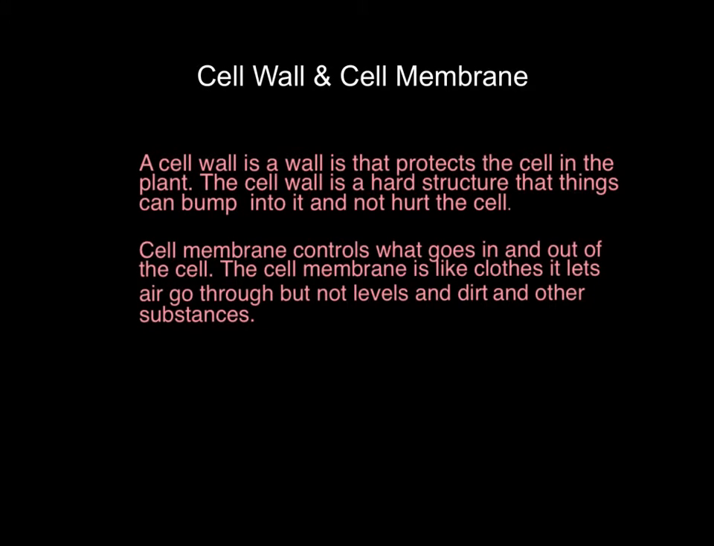A cell membrane controls what substances go in and out of the cell. The cell membrane is like clothes. It lets air go through, but not leaves and dirt and other substances.